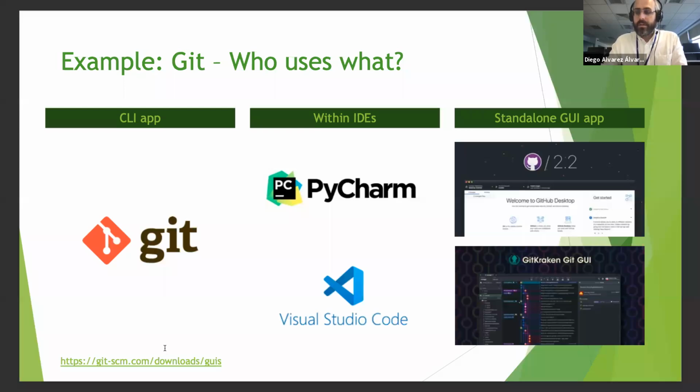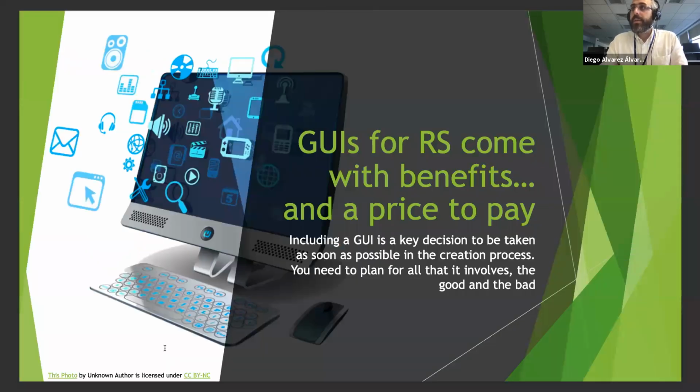So now we come to the meat of the problem. Let's say we have a software that we know we want a GUI for. We have our users and we have talked to them about which things they find harder to use of the software and which things would be great to have a GUI for. Now you have to think about all that comes with it, the good and the bad. So let's go through it.